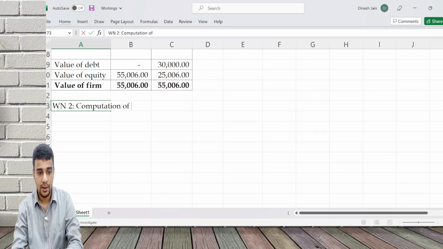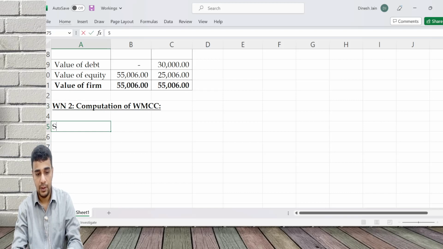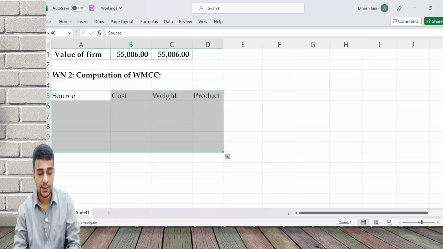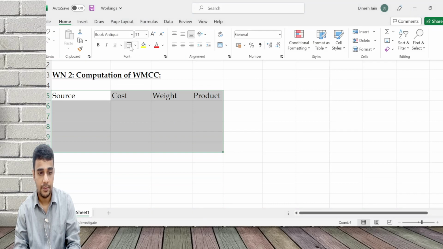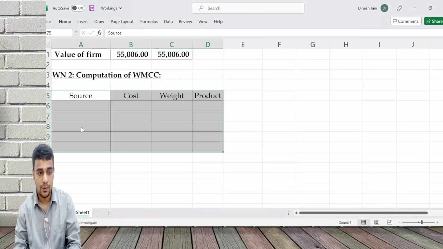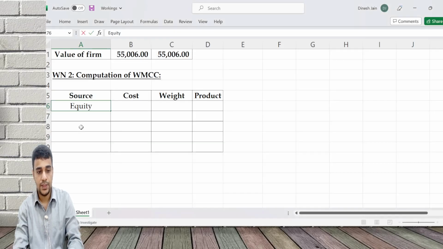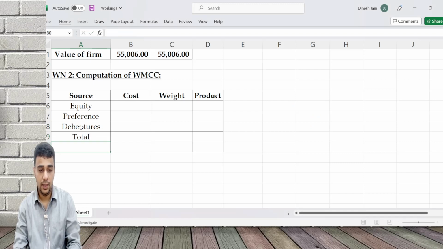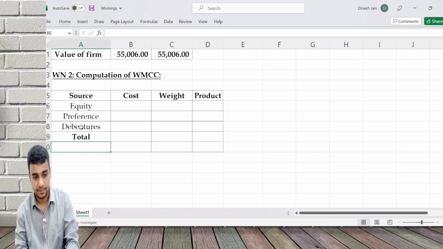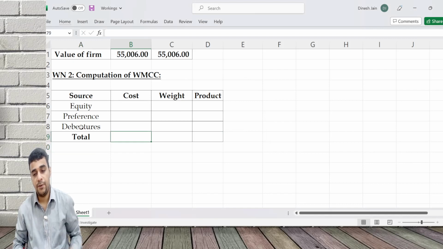Computation of WMCC, weighted marginal cost of capital. Columns: source, cost, weight, product. Sources: equity, preference, debentures, and total.